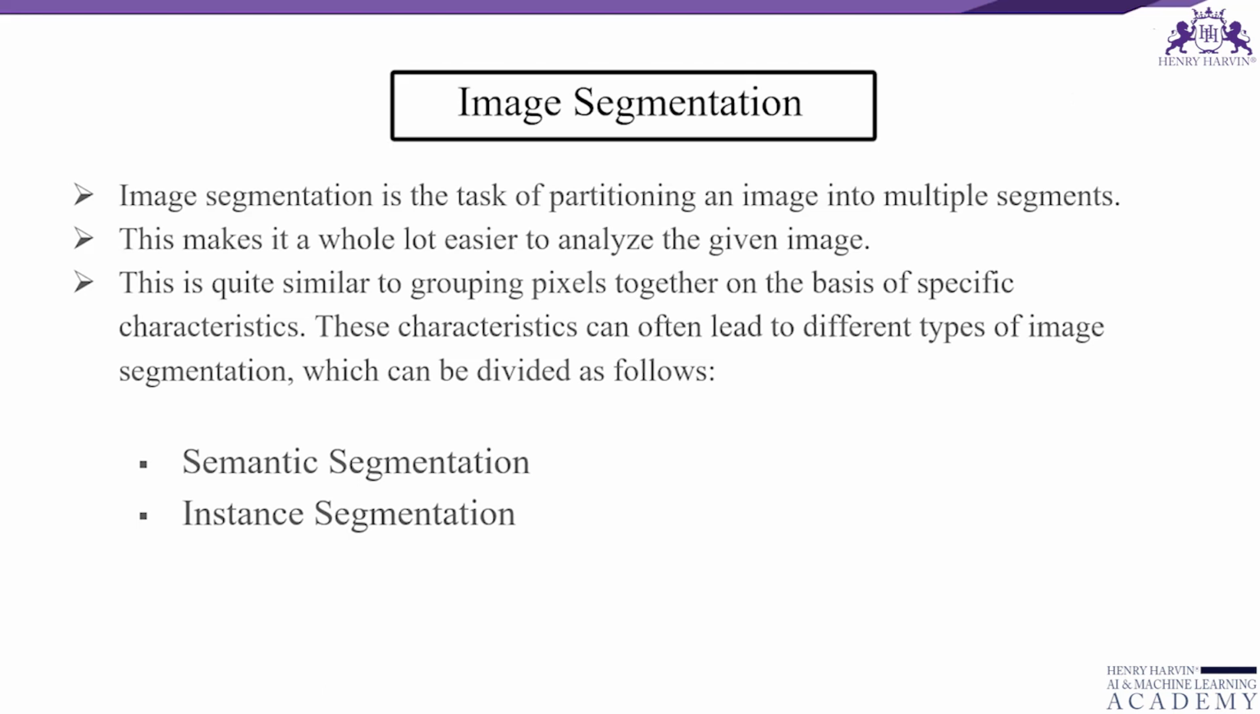Basically what we try to do here is group pixels together on the basis of specific characteristics. These characteristics can often lead to different types of image segmentation, which can be further divided into semantic segmentation and instance segmentation. If I tell you more specifically, the goal of semantic image segmentation is to label each pixel of an image with a corresponding class of what is being represented. Because we are predicting for every pixel in the image, this task is commonly referred to as dense prediction.